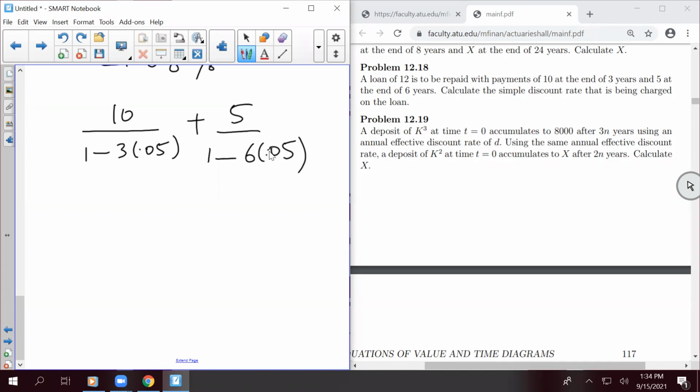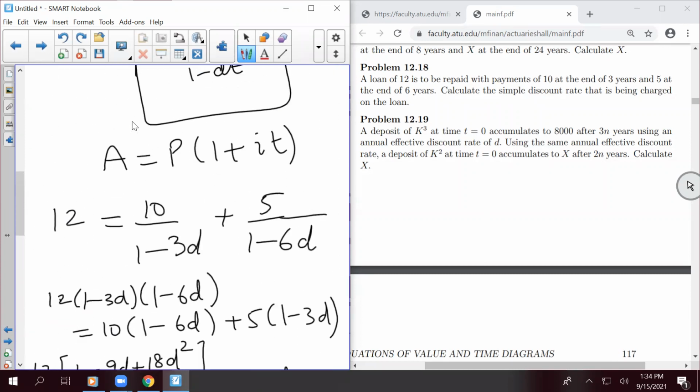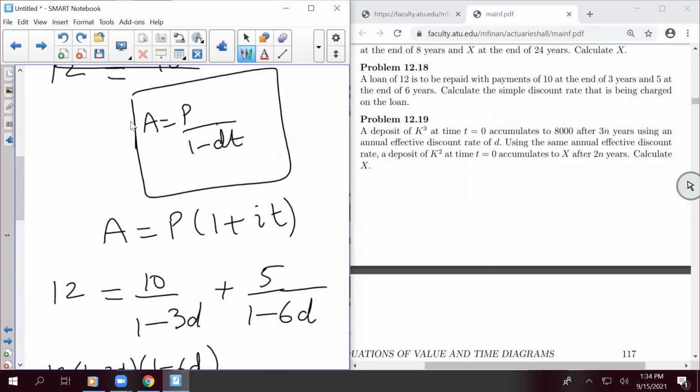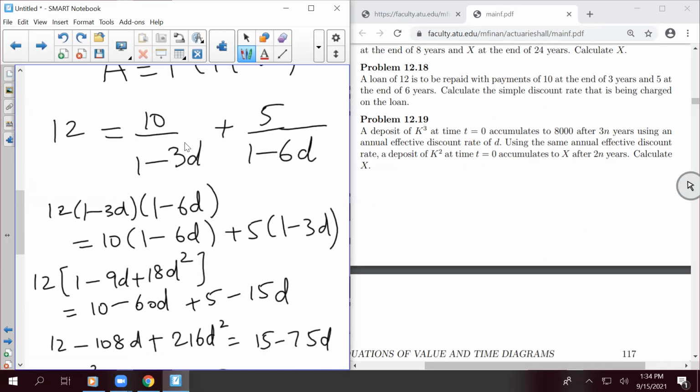Oh, I see, the equation was wrong. Is it due to the time? Oh my God, no. Look here. A is equal to P over 1 minus DT. That's fine, but this is the equation to find the future value. We are bringing them to present value. That's what I was thinking. That's why in the beginning you said A times 1 minus DT. Now we know the problem.